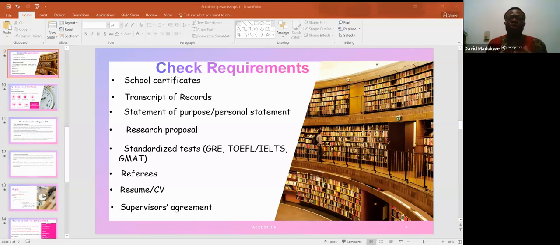It's just for you, writing about your characteristics. Who are you? What are your attributes? So that's your personal statement.